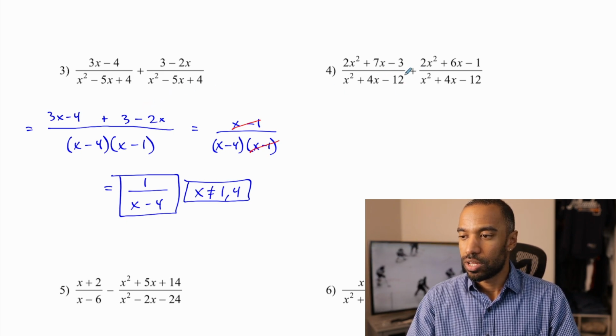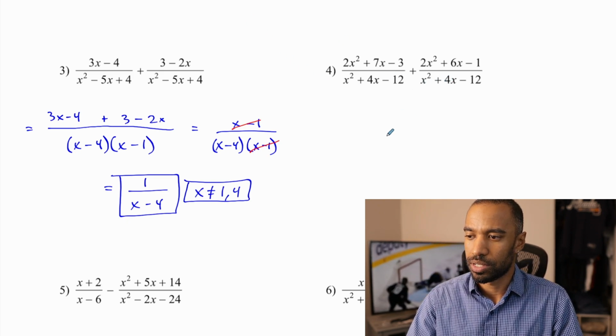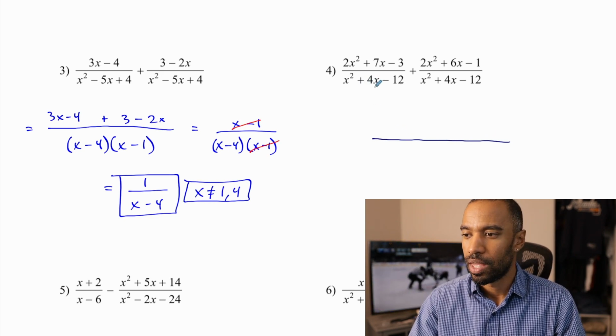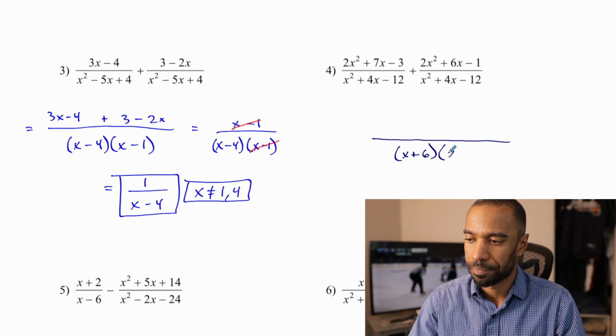Okay, this is the last one with a common denominator here. X squared plus 4x minus 12 on both of those. So, let's take care of that. I assume it's something factorable, and if not, then it's not really a fun problem there. X squared plus 4x minus 12 is x plus 6 times x minus 2.